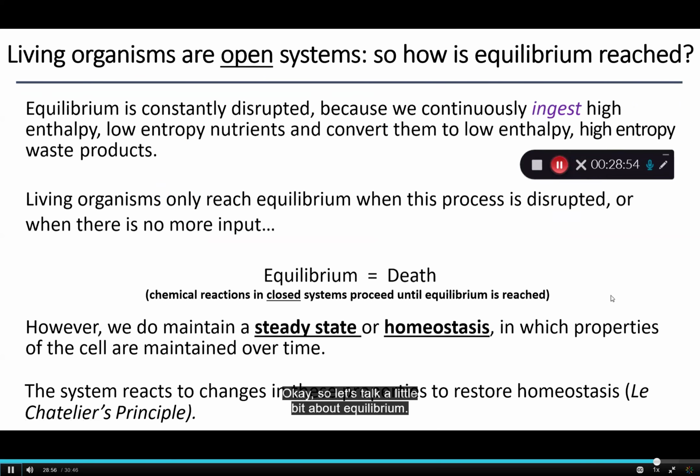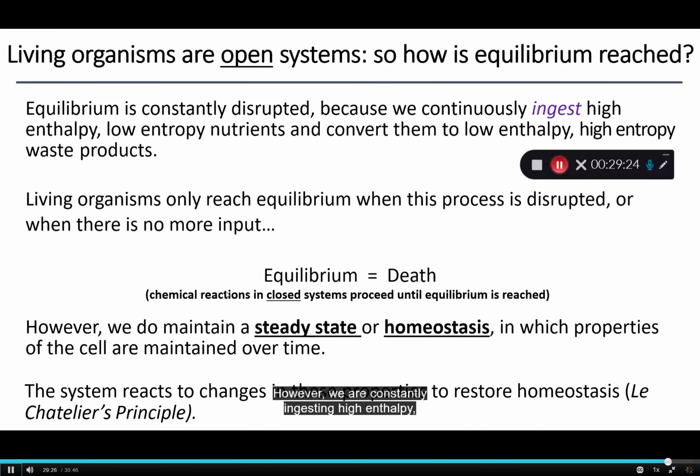Okay, so let's talk a little bit about equilibrium. In any chemical reaction in a closed system, you can eventually reach what's called equilibrium, where there's no net change in the overall energy released or absorbed. Equilibrium in our systems cannot really be reached. Equilibrium is no change in concentration of reactants or products. It's the steady state, no change whatsoever.